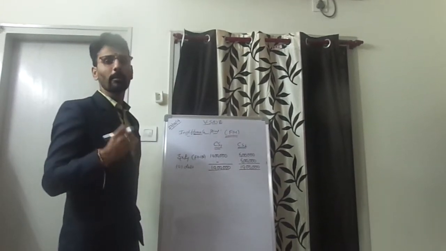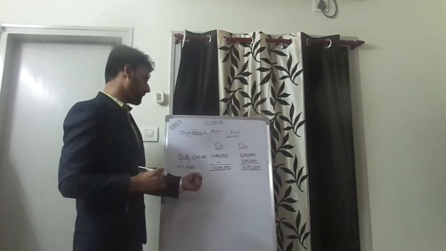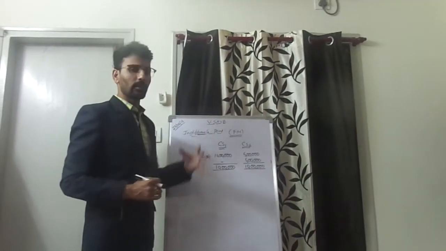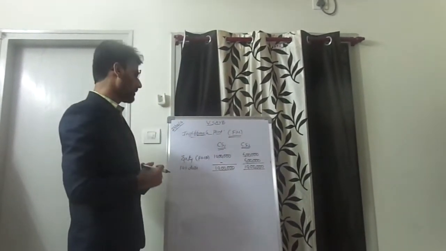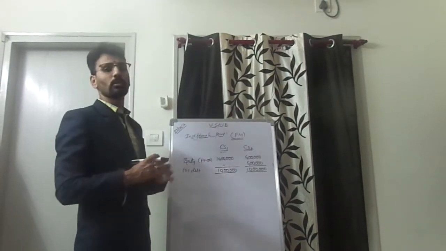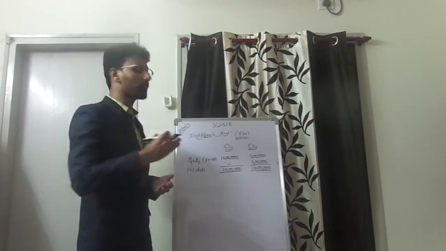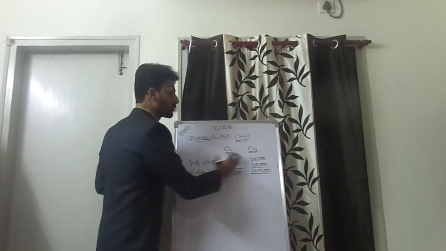Options here means capital structure options. It can be equity, or it can be equity and debt. Also it can be equity, debt and preference. Capital can be divided into either equity, or equity and debt, or equity, debt and preference. Take an example of two structures.